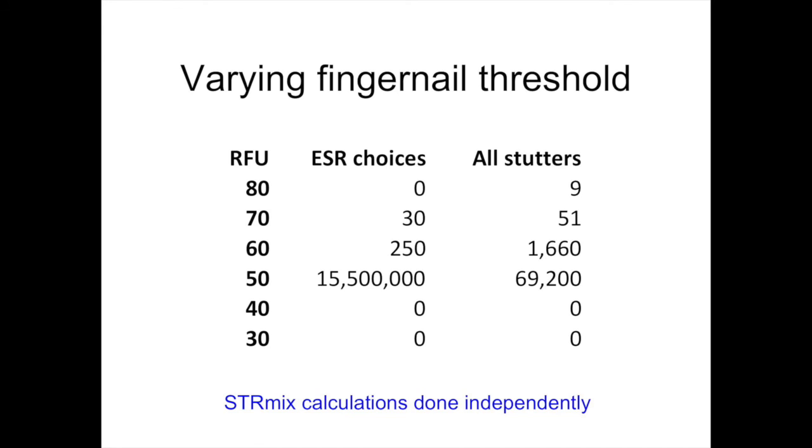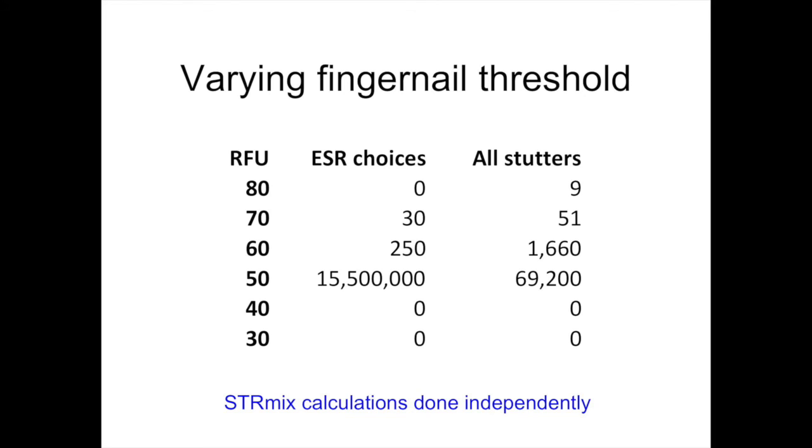At a threshold of 50, we have a number in the tens of millions that purports to link the defendant to a crime. If you raise the threshold to 60, it drops to 250. If you raise it to 70, the number drops to 30, and finally at 80, it disappears completely. If you lower the threshold, because why is there a threshold in statistical software anyway, just 10 RFU. The scale goes from 0 to 10,000. So a change of 10 RFU is 1 part in 1,000.